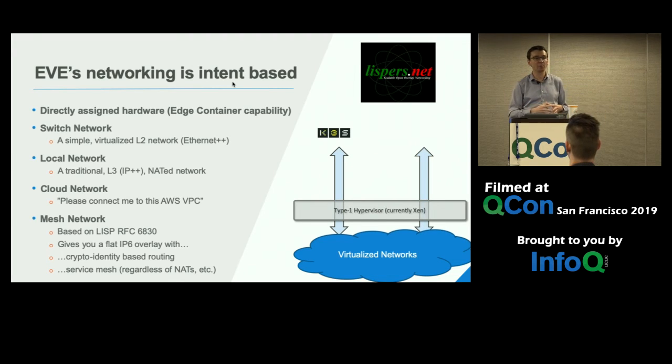Another cool thing that we do networking-wise is called mesh network. It is basically based on the standard called LISP, which has an RFC, 6830. It allows you to have a flat IPv6 overlay namespace where anything can see anything else. That IPv6 is a true overlay. It doesn't change if you move the device.